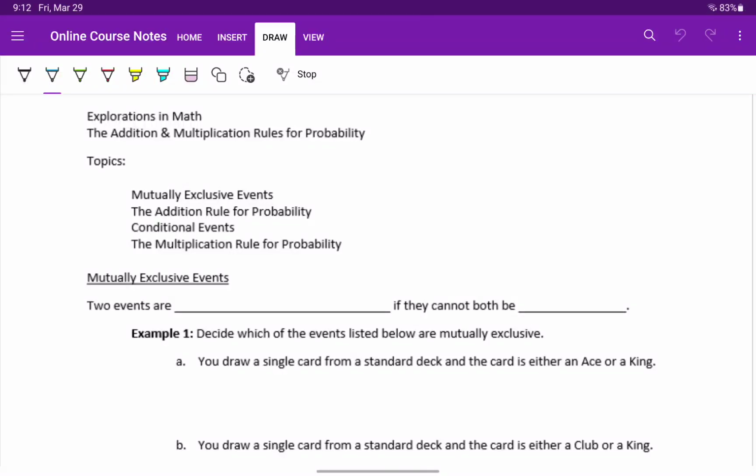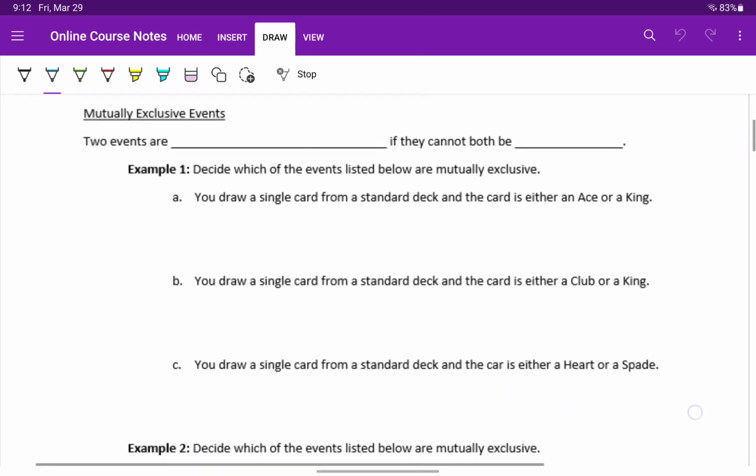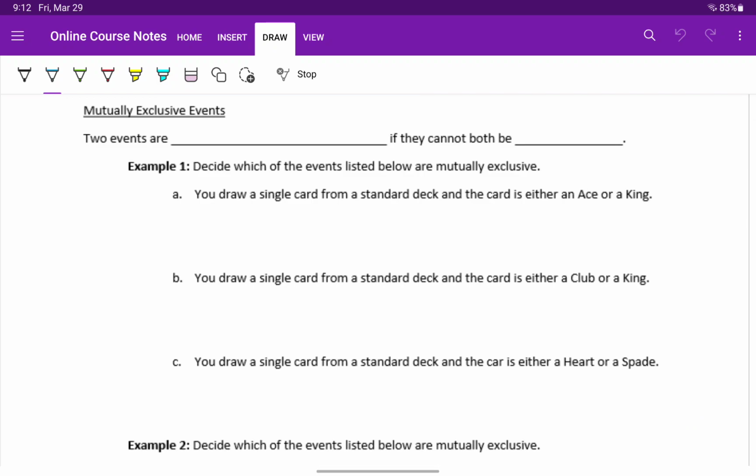In this section, we want to introduce both the addition and multiplication rules for probability. Before we can use the addition rule for probability, though, we first need to understand what we mean by events that are mutually exclusive or not mutually exclusive. So two events are mutually exclusive if they cannot both be true at the same time.